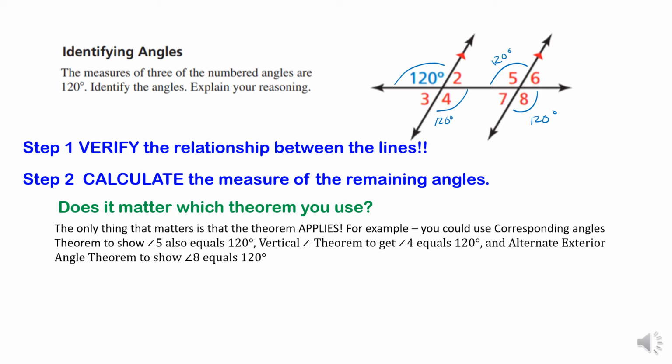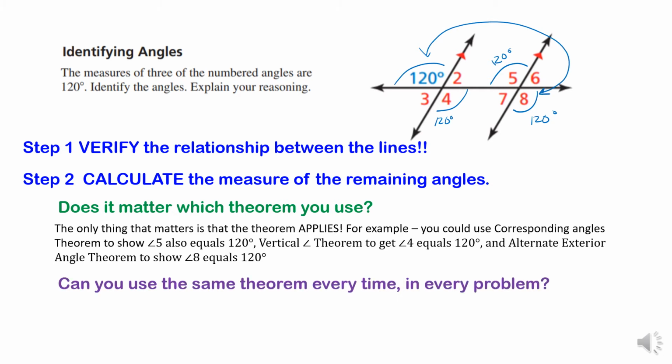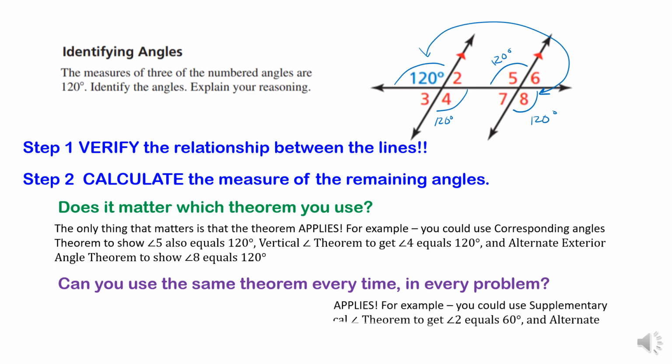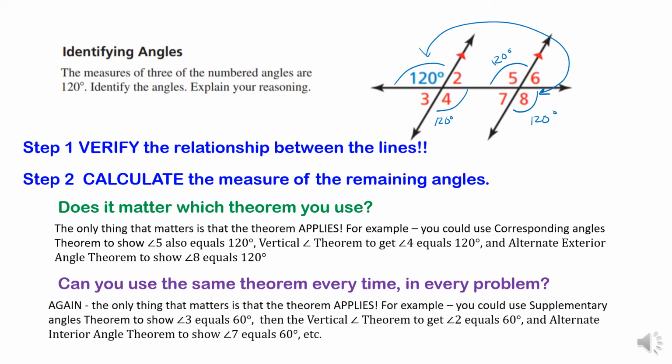For example, you could use the corresponding angle theorem to show 5 equals 120 like I did. Or you could use the vertical angle theorem to show that angle 4 equals 120. And then show that angle 8 equals 120, this could be alternate exterior angles. So all of those applied, okay? Can you use the same theorem every time in every problem? As long as the theorem applies.